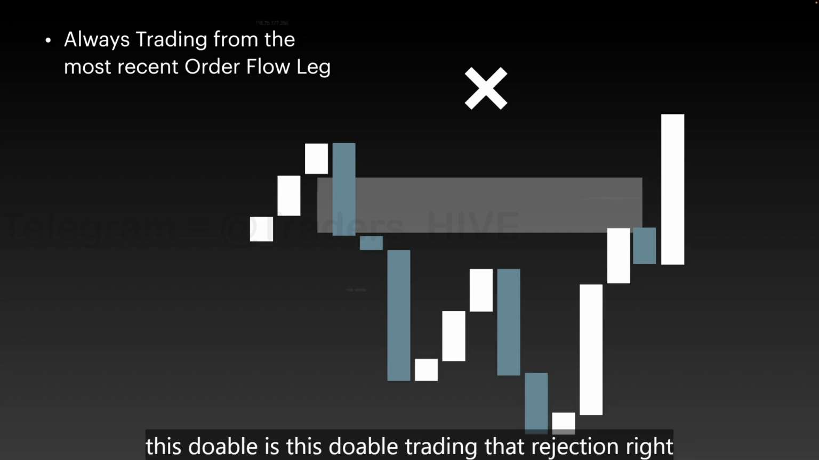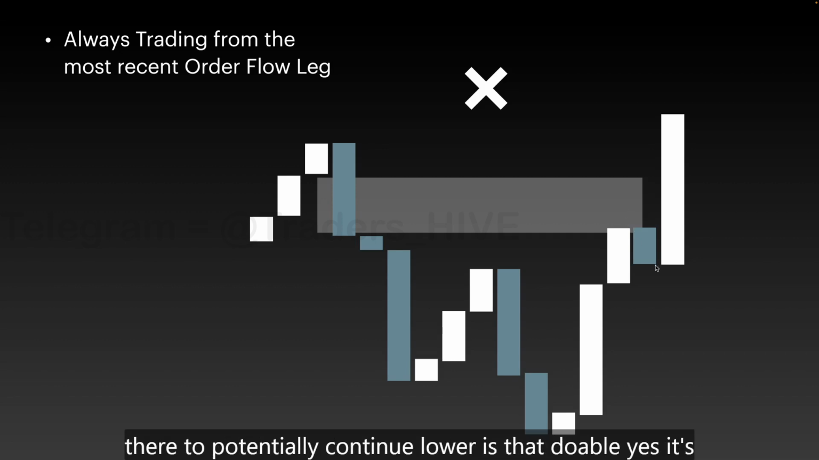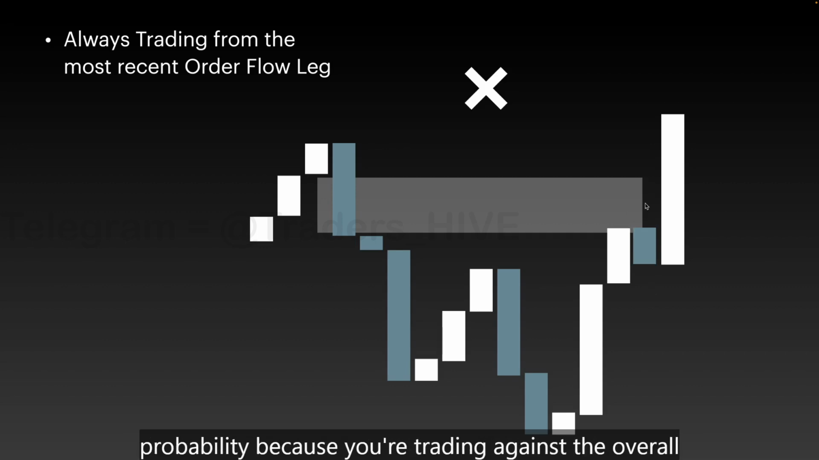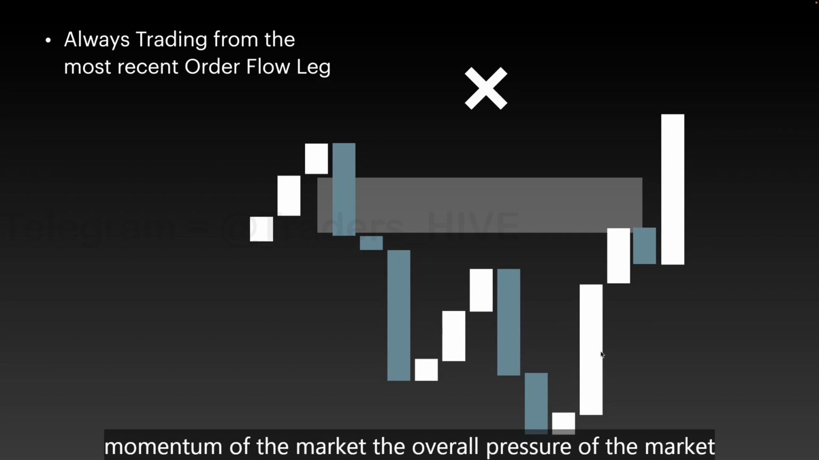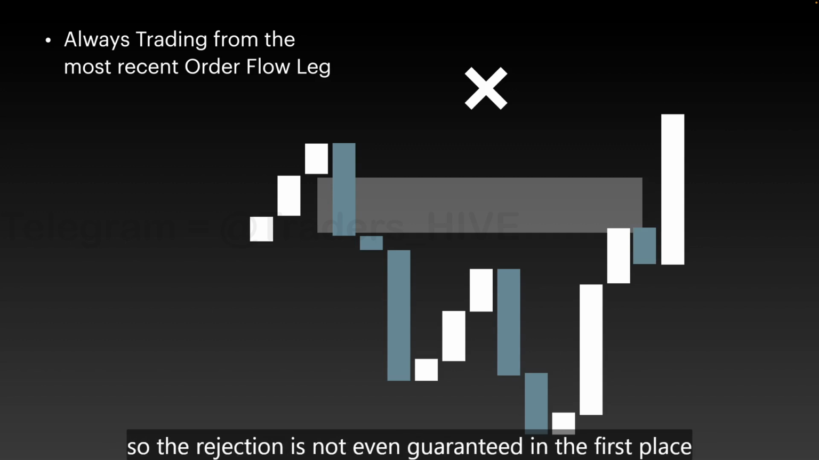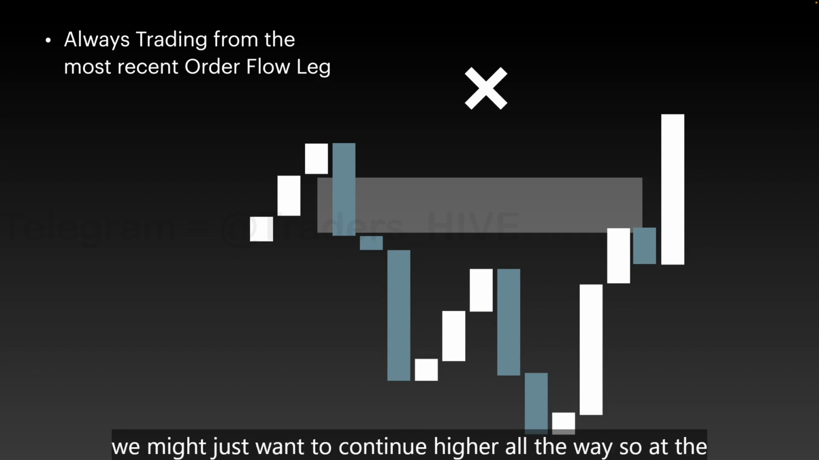Again, is this doable? Trading that rejection right there to potentially continue lower. Is that doable? Yes, it's doable. But it's extremely low probability. It's very low probability because you're trading against the overall momentum of the market, the overall pressure of the market right there. The momentum at that moment in time is bullish. So the rejection is not even guaranteed in the first place. We might just want to continue higher all the way.